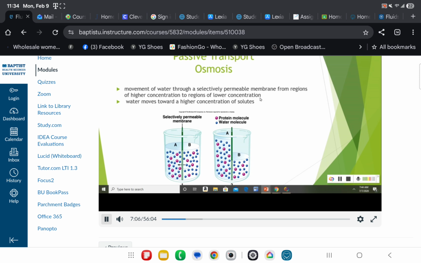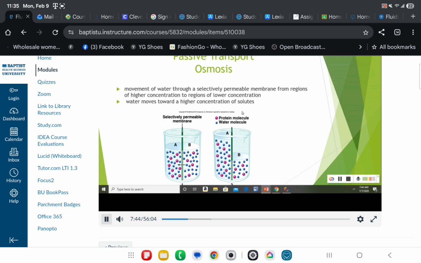Another way that you can define osmosis is the movement of water from a place of low solute concentration to a place of high solute concentration. So keep in mind that water is going to always move to where you have a higher solute concentration. So where you have more solutes, this is when water is going to always move in that direction. So once again, a second way you can define osmosis is the movement of water from a low solute concentration to a place of high solute concentration.